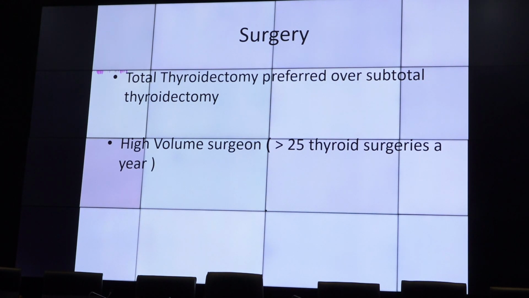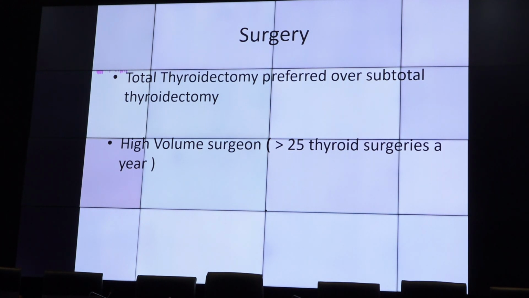Now this is a newer thing. In surgery, for toxic adenoma and toxic multinodular goiter, the surgical indications remain the same. But for Graves' disease, both the European guidelines and the 2016 ADITI guidelines say that total thyroidectomy is preferred over subtotal thyroidectomy, because there is a possibility of recurrence of hyperthyroidism with subtotal thyroidectomy, and also there are not many complications in the hands of a stable surgeon, whether you do total thyroidectomy or subtotal thyroidectomy.